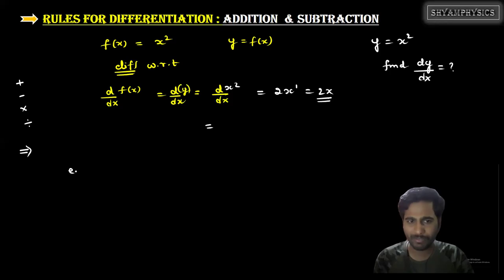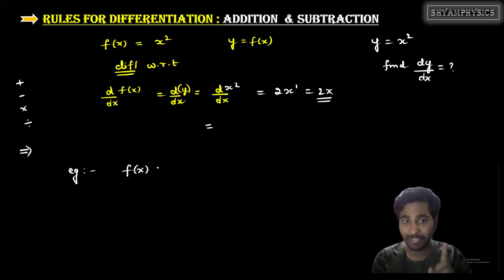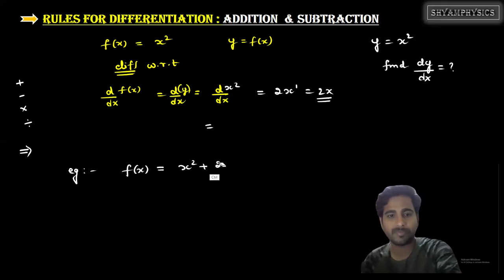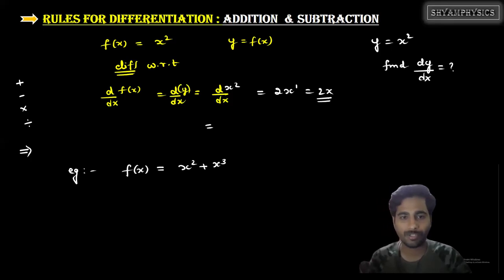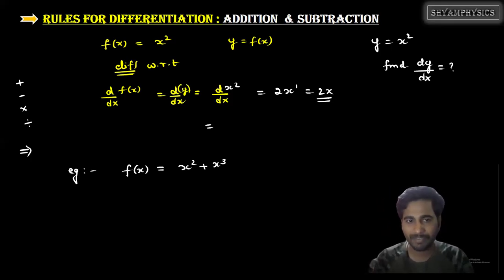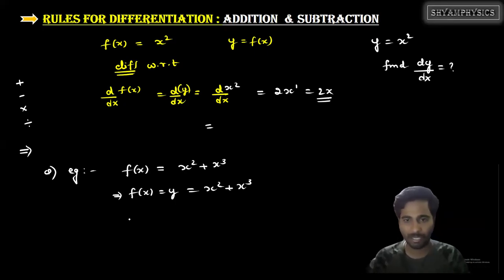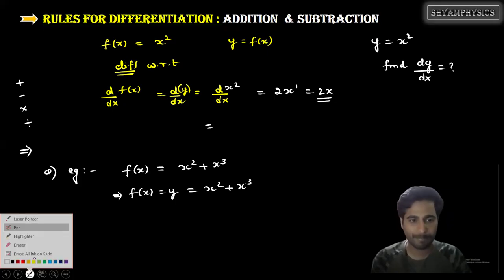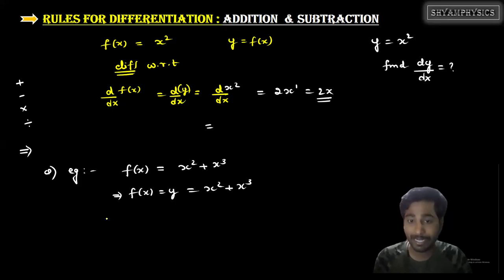Along with the example, we'll treat this. Here there is a function f of x, which is nothing but y, whose value is equal to x square plus x cube. Simply, I will write this f of x value as y. What is the y value? x square plus x cube. This is the given question. You may write the question in this format or the upper format. Both are actually the same. Now I want to calculate dy by dx.